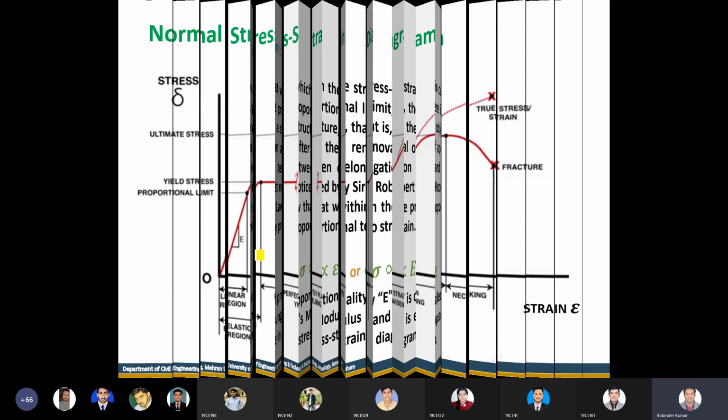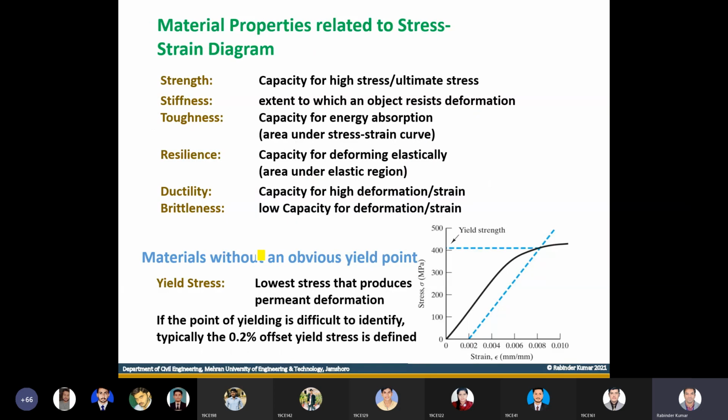Ductility is the capacity for high deformation. If a material is capable of taking higher strains or higher deformation, just like steel, that is known as ductility. Brittleness is obviously the opposite of ductility. If the capacity of the material is to take lower deformation, that is brittleness. So you need to remember these properties. Now sometimes the material will not have an obvious yield point, just like glass, just like concrete. In such materials the yield point is not obvious, as I showed you in the experiment.